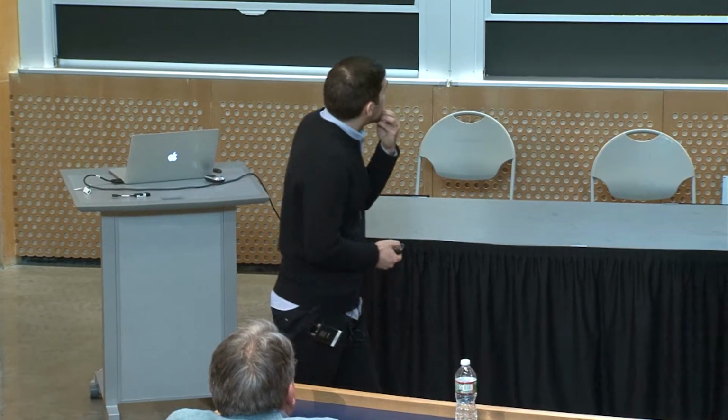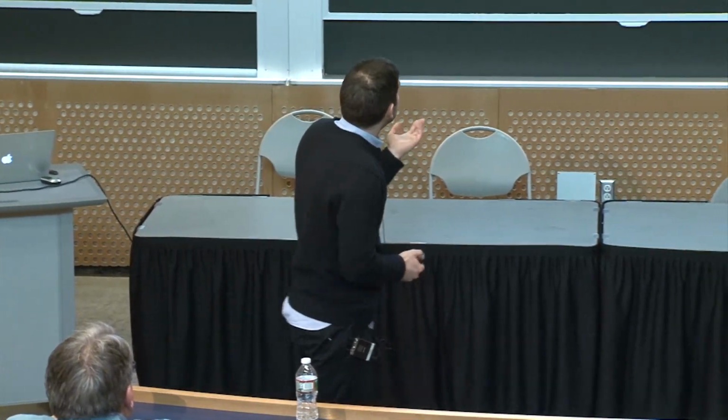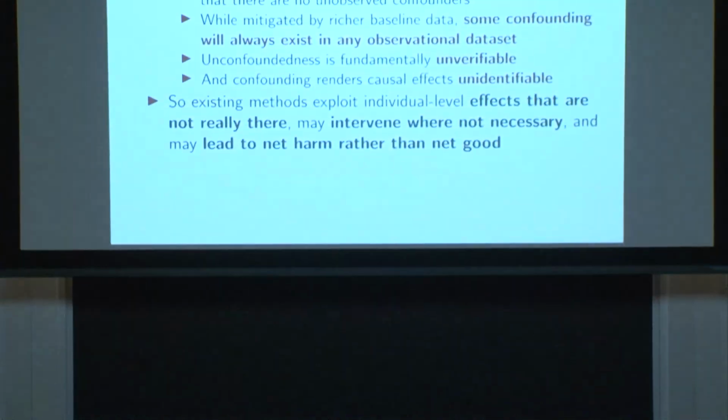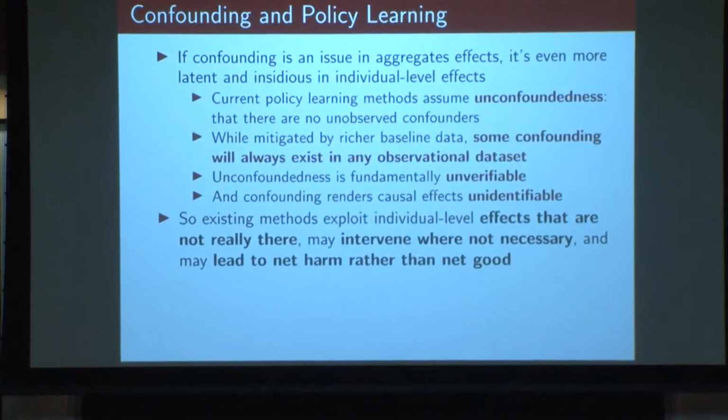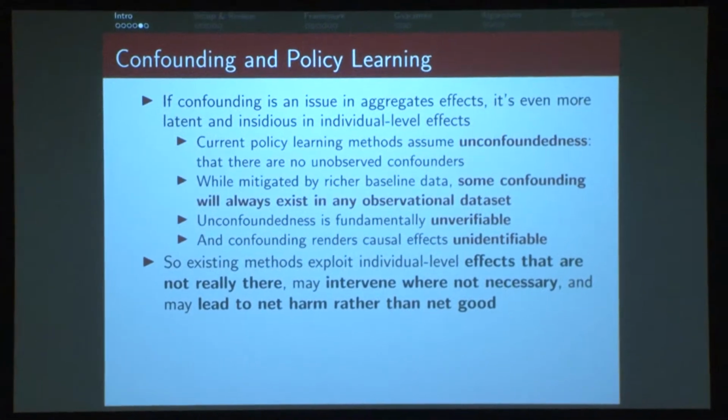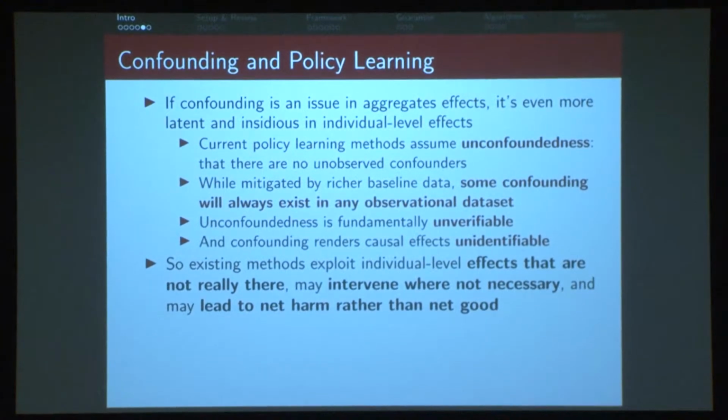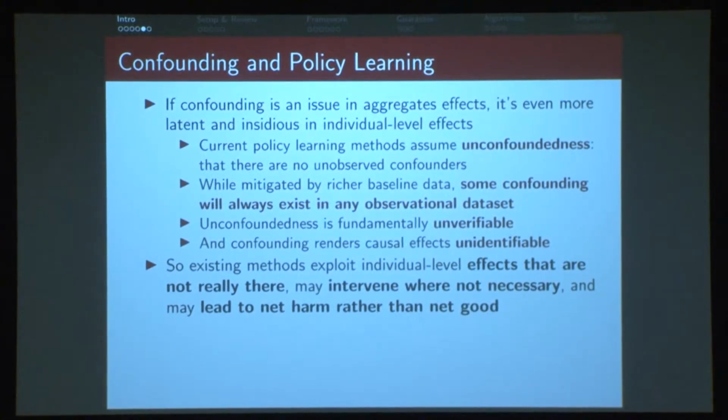So the issue here is that if we're going to use methods that assume unconfoundedness when unconfoundedness doesn't really hold, the concern is that we're going to find effects that are not really there. And then we might seek to intervene when it's not actually necessary. If you think about this as a whole process of coming into an application domain, saying, I'm a data analyst, give me your data, I'll crunch it, and I'll give you a policy, and you should forget what you're doing now and do this instead, that whole process could potentially introduce net harm rather than net good.